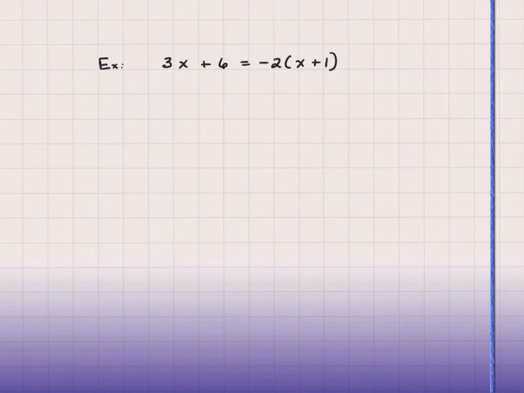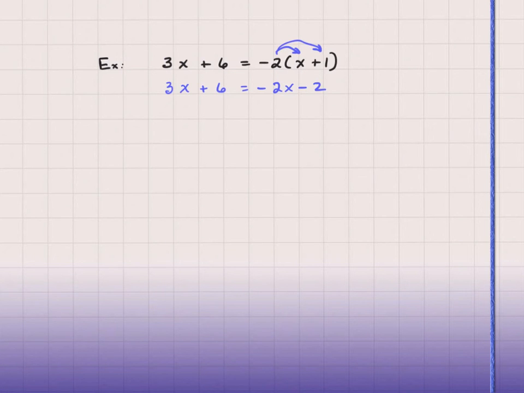And our last example. Left-hand side, I can't do anything with. These aren't like terms. The right-hand side, I've got some distributing I can do. Negative 2x and negative 2 times 1 is negative 2.